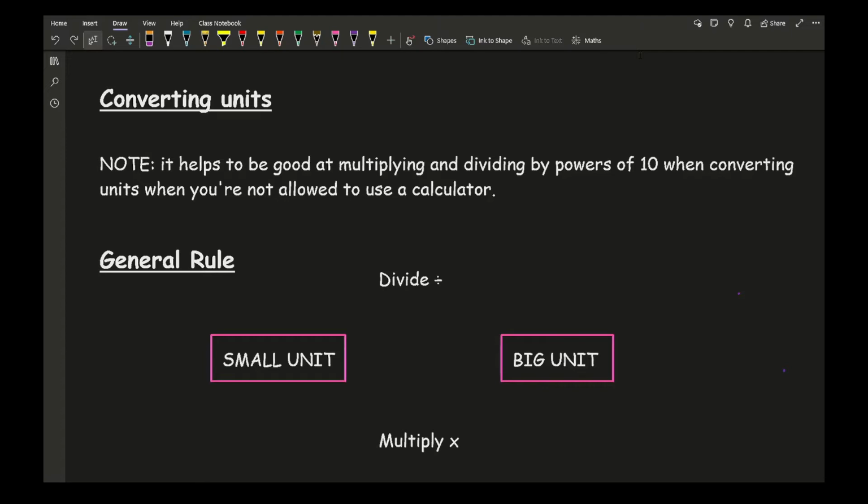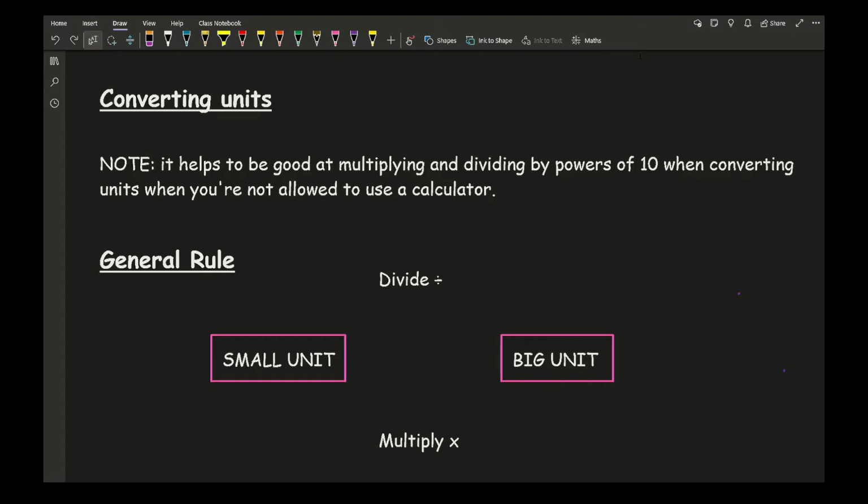Now, as I said, apart from metric units, working with imperial units and any conversions with that will generally be given to you in the exam. So really, it's only the metric conversions that you really need to know off by heart. But the general method of converting is something that you do need to practice.